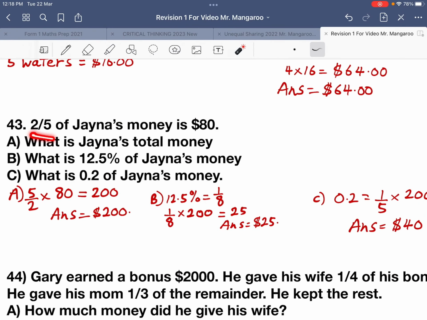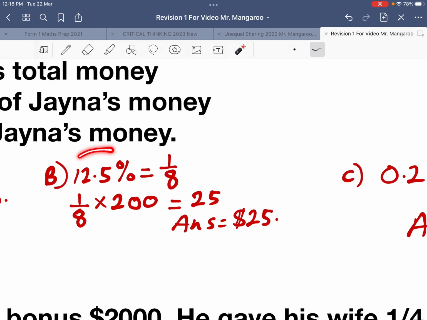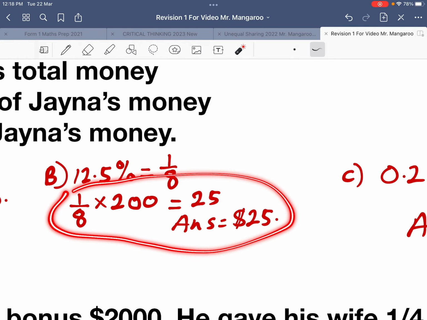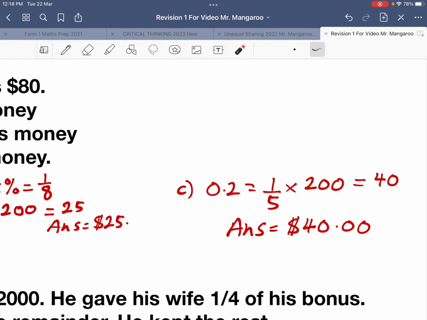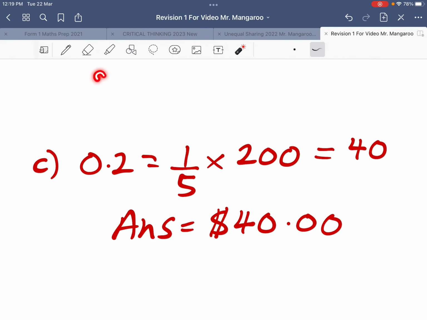If we are given a fraction is equal to an amount, we can flip the fraction and multiply it by the amount to find the total. 12.5% can be written as 1/8. 1/8 of 200 is 25. And C, what is 0.2? 0.2 means 2 over 10, which can be reduced to 1/5. 1/5 of 200 is 40.